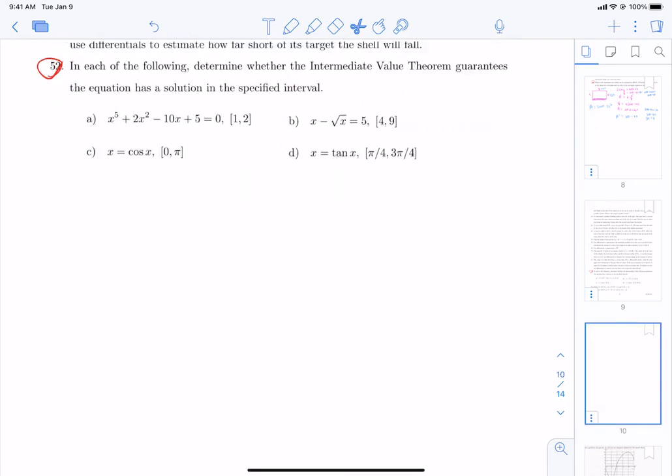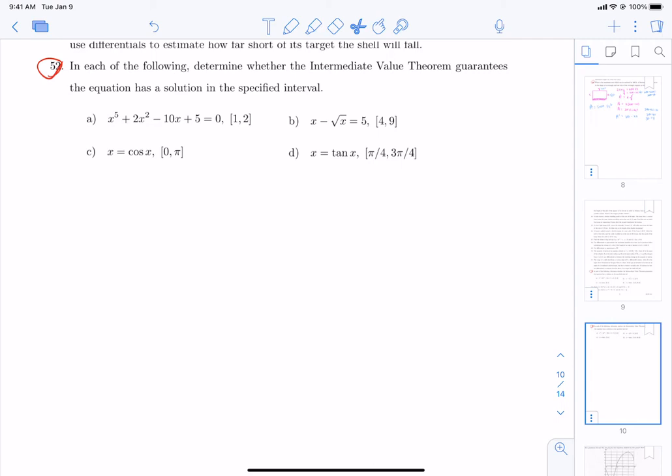Okay, so it says in each of the following, determine whether the intermediate value theorem guarantees a solution to the equation in the specified interval. The intermediate value theorem guarantees a solution, or the fact that it equals 0, if the function is continuous on that interval, and when you plug in one end of the interval, it's negative, and the other end is positive, or vice versa. That's all you have to check. There are no derivatives you have to do. There's nothing else. And when you guys miss these problems, I'm always like, oh, but this is an easy one.